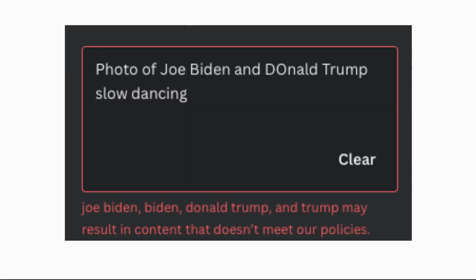Then I asked it for a photo such as this, and it refused because that is going to result in content that doesn't meet the policies. So what I like about that is just simply the fact that we are starting to see evidence in these utilities of some ethics and some standards for what we are asking for.